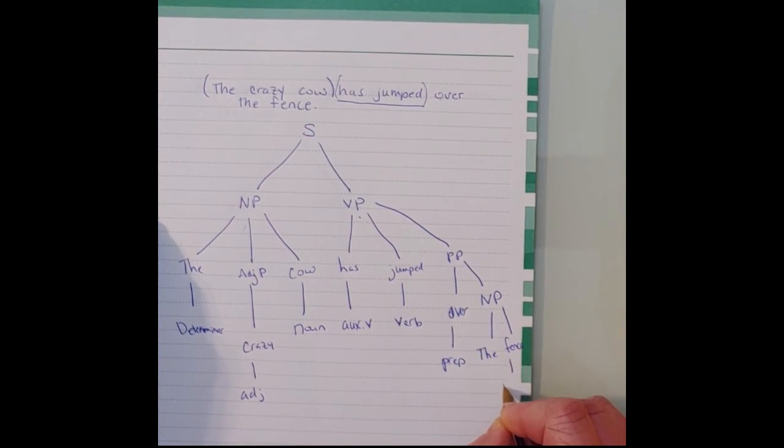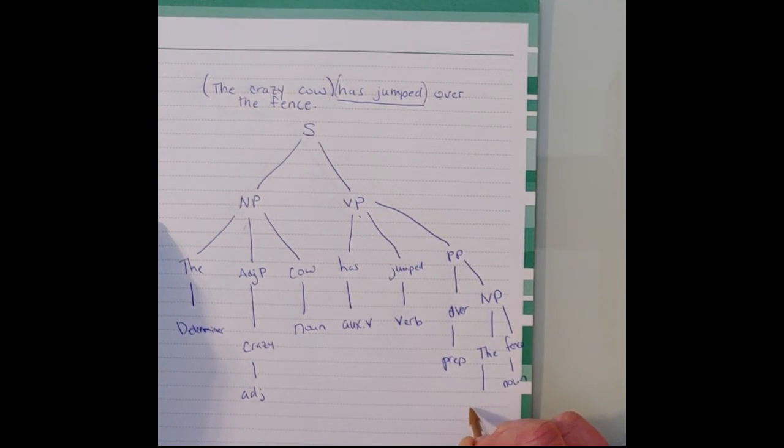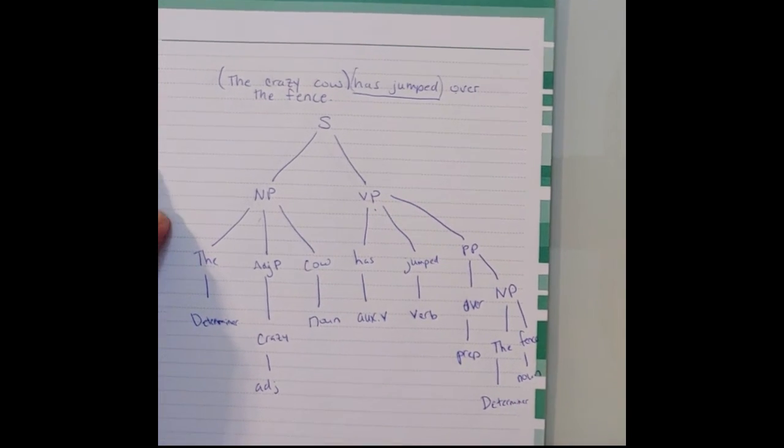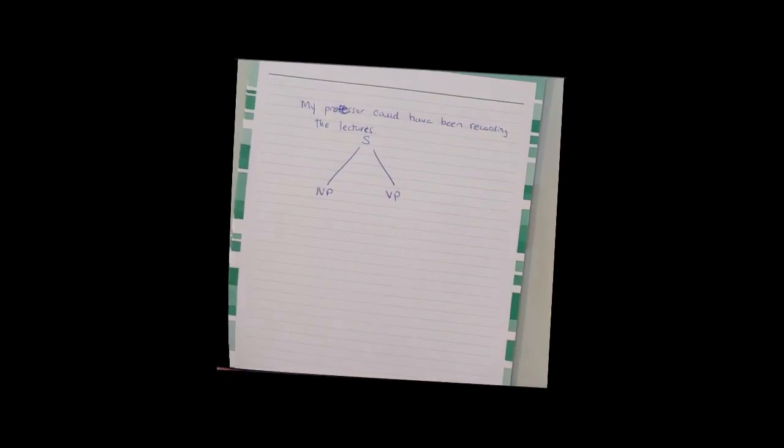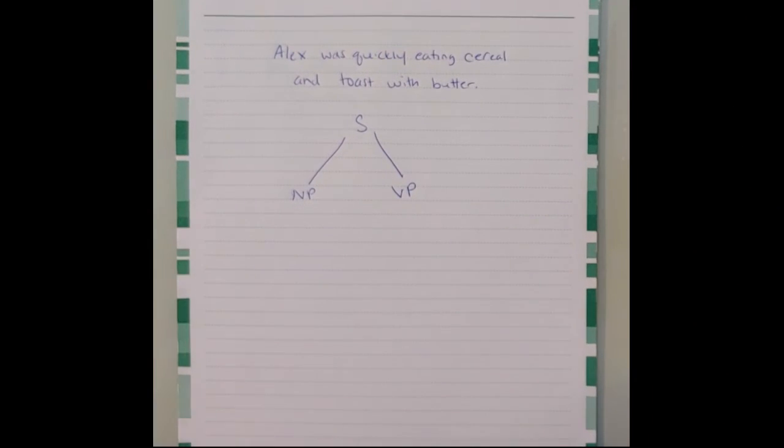Okay. This is getting a little towards the edge. I imagine if we were in the classroom, I would be off the whiteboard already. Determiner. That is a determiner. Okay. So that one took a lot more of the piece of paper, didn't it? Let's keep going. I'm going a little out of order here now. I want to show you this one. Alex was quickly eating cereal with toast, cereal and toast with butter.